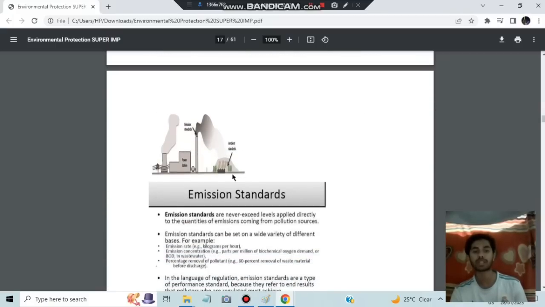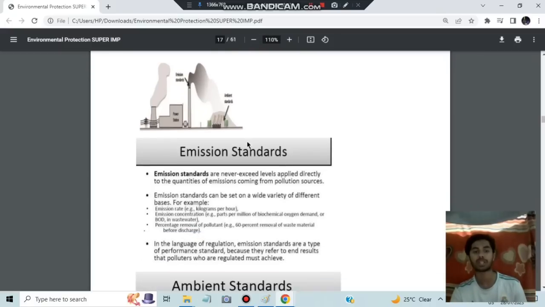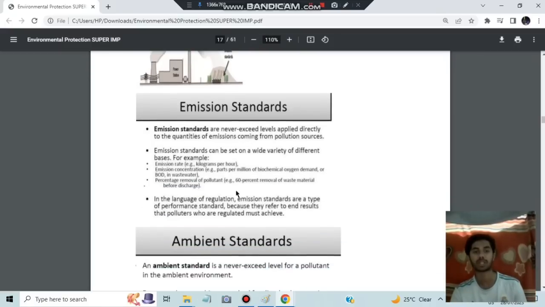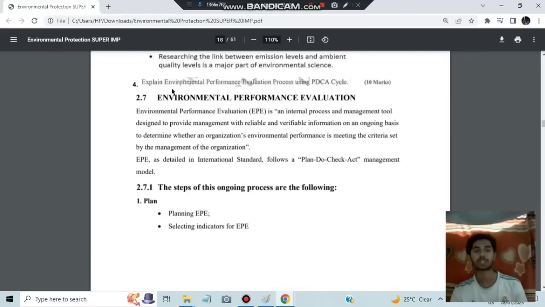Emission and ambient standards you can understand by this image. If I zoom in here, see, this is called emission standards: a big emission that is happening. Ambient standard means a small emission which is happening. That's just the quantity difference. The further information is given here, go through it. And the next question: explain the environmental performance evaluation, EPE, process using the PDCA cycle.